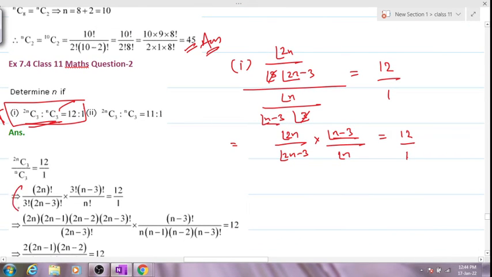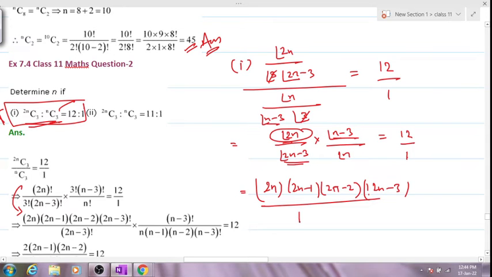Is this part clear? We'll have to expand this thing. This thing will be written as 2n into 2n minus 1, 2n minus 2 and factorial 2n minus 3. This will get cancelled with the denominator part, which is factorial 2n minus 3. Please confirm yes or no if this much is clear. And the denominator part will expand till we go to n minus 3. Look very carefully.